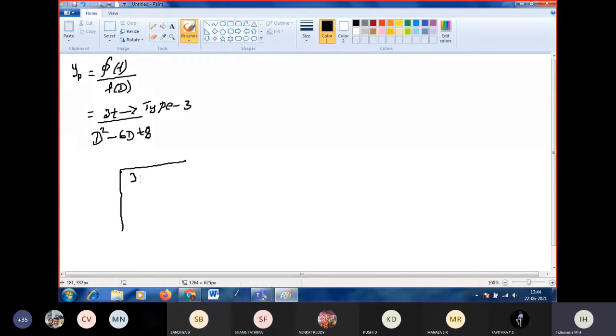What shall I write here? 2t. Then 8 minus 6d plus d square. So next, 2t divided by 8. 2t by 8 is t by 4. t by 4 into 8 is 2t. That we write here.